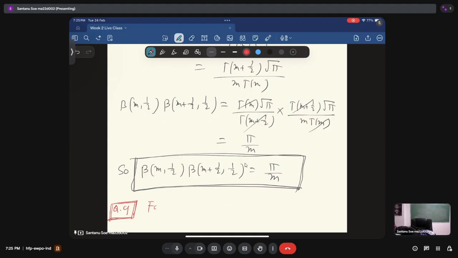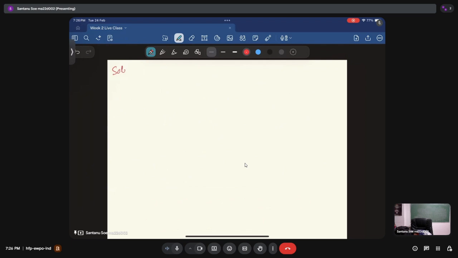So find the value of the integration 0 to 1 x to the power 4 log of 1 by x cube dx. Okay. So this is the solution.